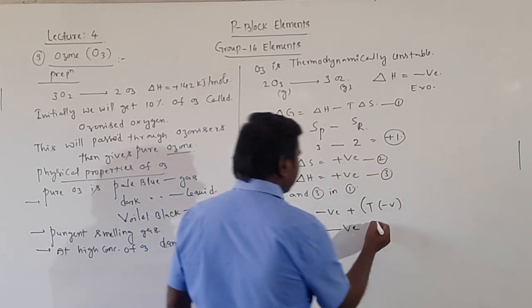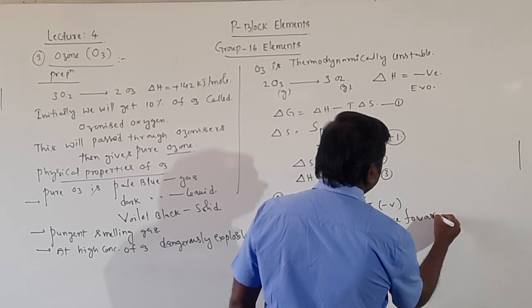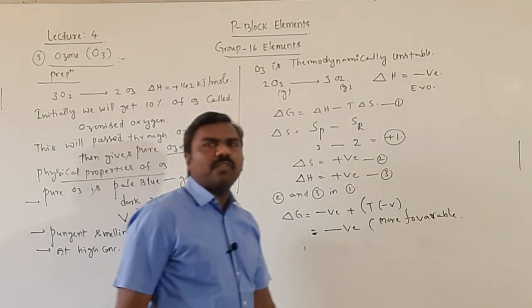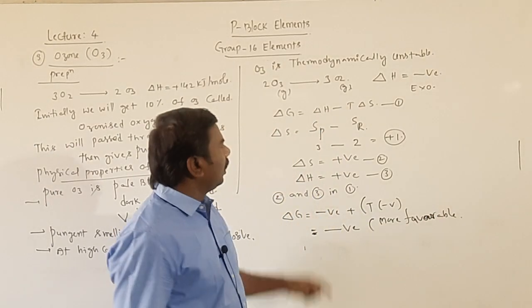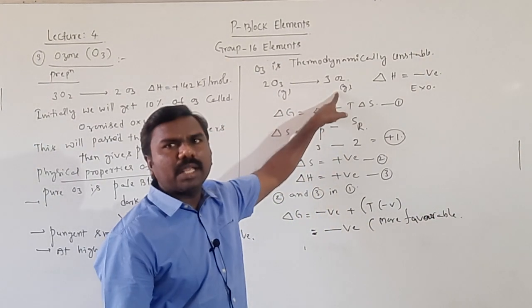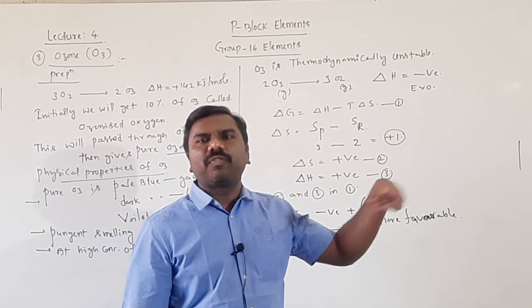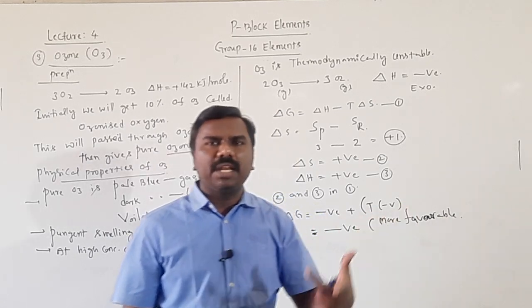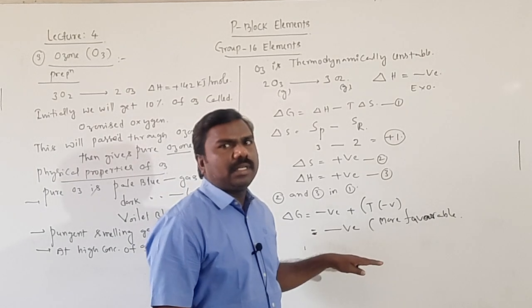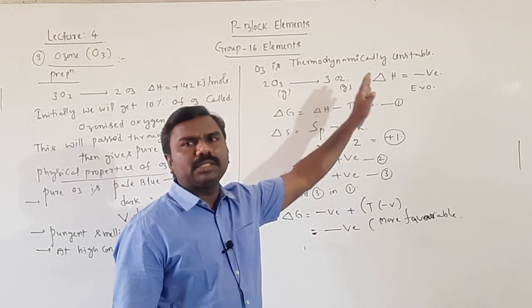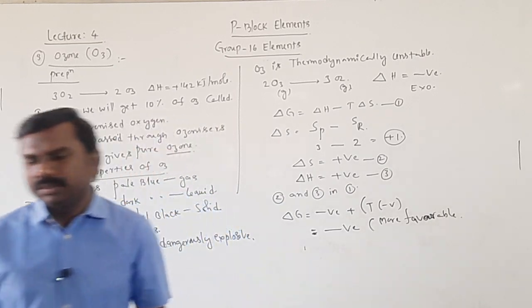Negative delta G means more favorable. It means this decomposition reaction has a negative delta G value. Delta G negative means spontaneous, on its own it will happen. Because of this negative delta G, the decomposition reaction is more favorable. Getting all of you? Yes.